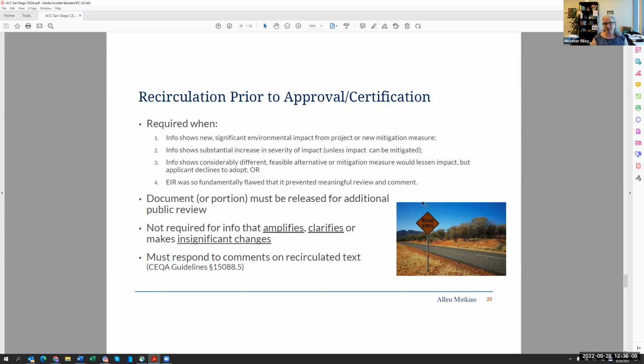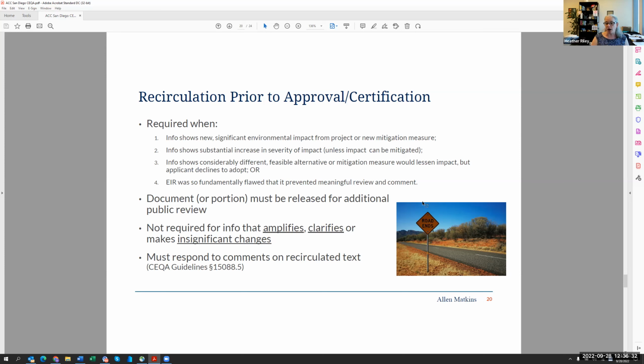If your EIR can't stand on its own legs, you need to go back to the drawing board. But if there's a piece that just needs tweaking, you don't necessarily have to recirculate. If you're simply explaining something that was already explained, or you're clarifying something that may have been just misstated, or there's an error, two numbers got transposed, you don't have to recirculate because of that.